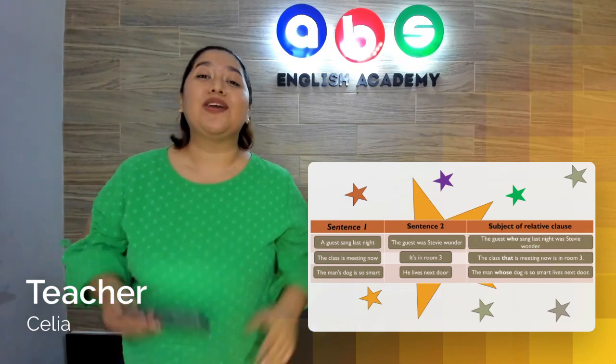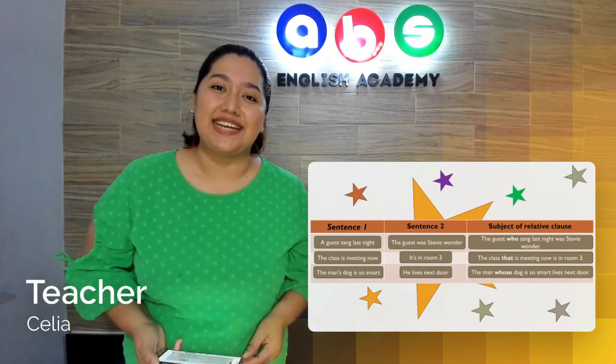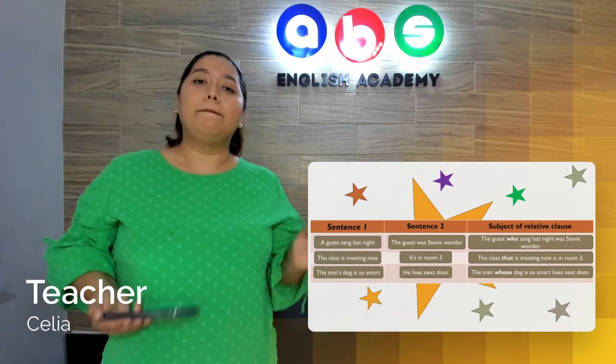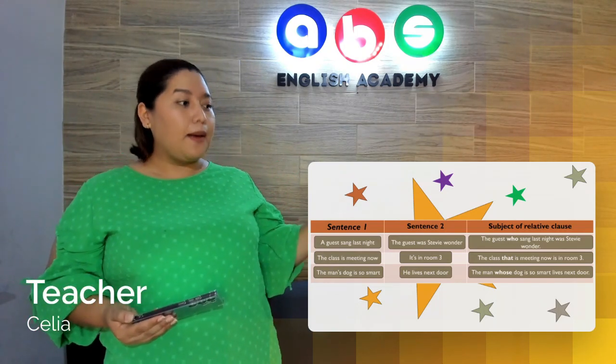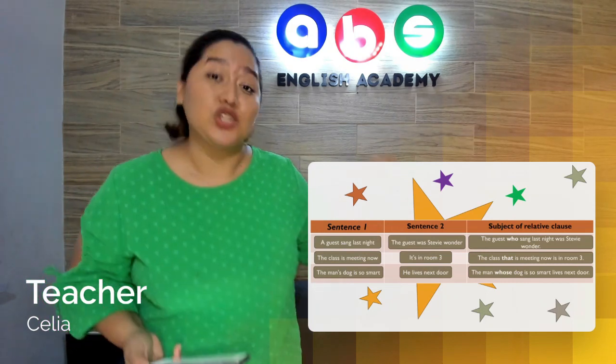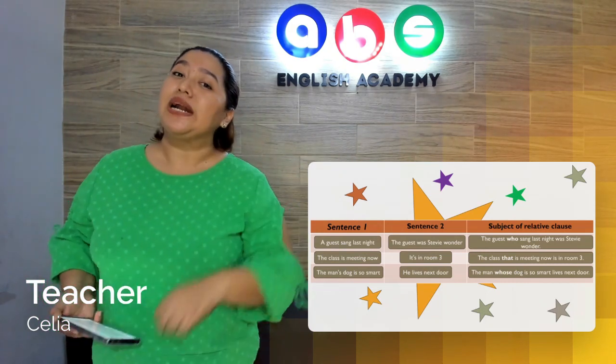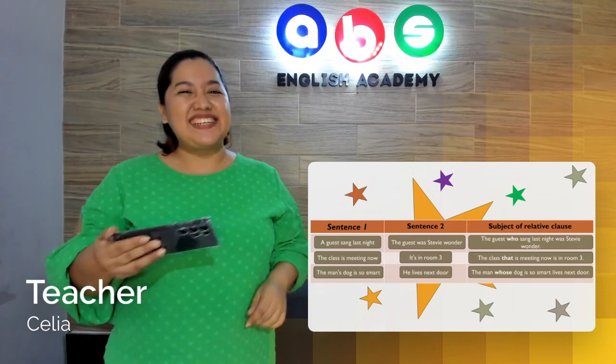Can you see? We use that to connect these two ideas. Why that? Because the class is a subject, but the class is a thing. So we use a subject relative pronoun for things. Come on, let's see this last example.